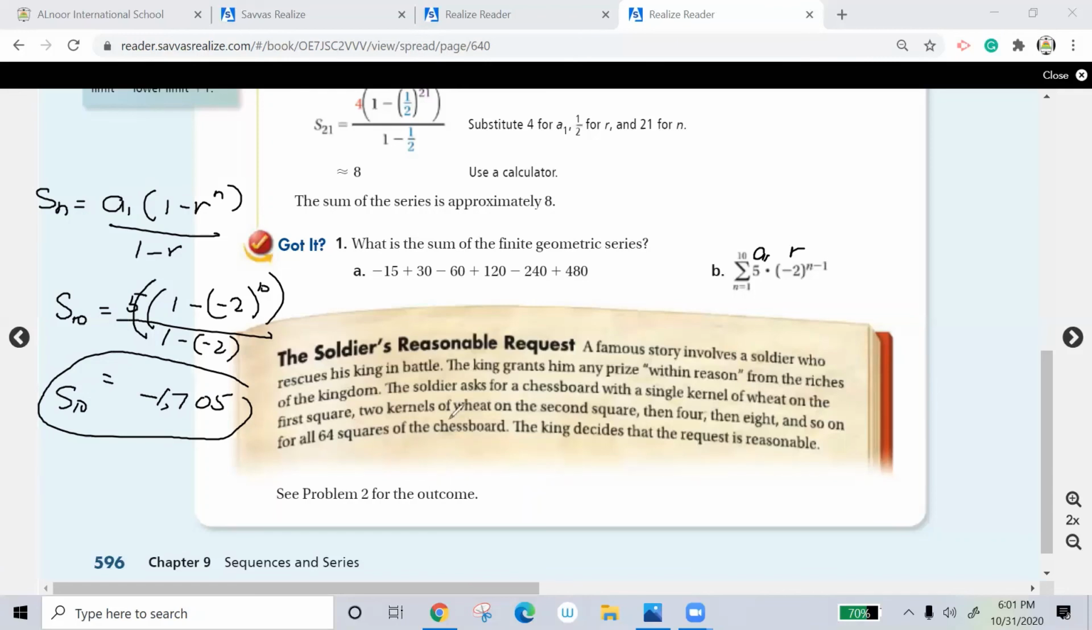If you do it manually, simplify first the number inside the parenthesis with exponent. So negative 2 raised to 10 means 1,024. So 1 minus 1,024, multiply it by 5 and divide it by 1 minus negative 2, or 3. So it will give you negative 1,705. And that is for letter B.